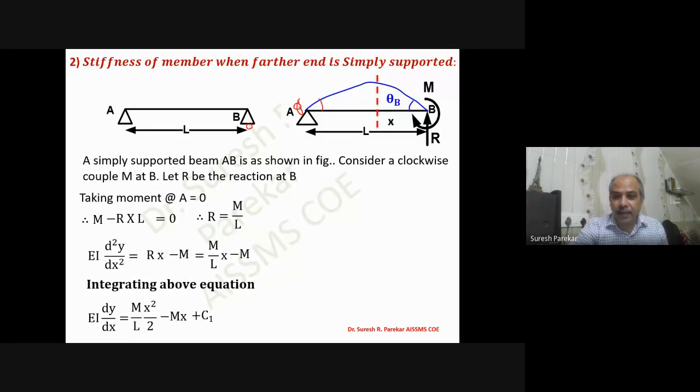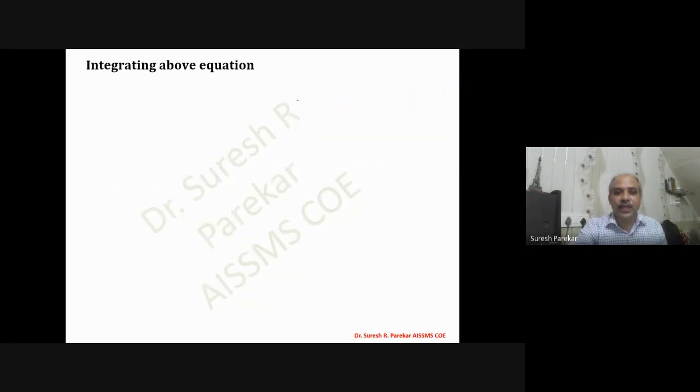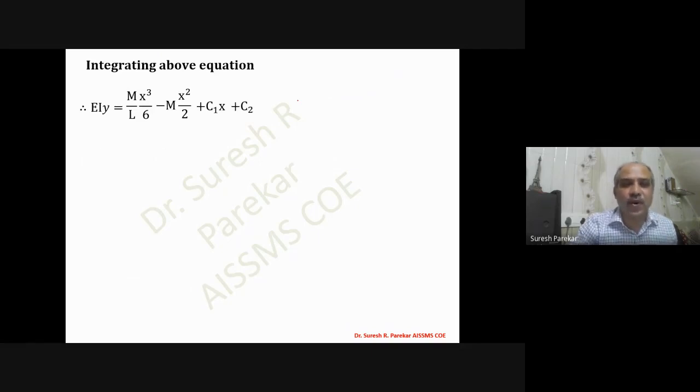Now we do not have any boundary condition for slope, and therefore we will go again to integration of the equation, and that will be EI y equal to M by L x cubed by 6 minus M x squared by 2 plus C1 x plus C2. Now we have two boundary conditions for y, that is deflection, vertical displacement. One is at x equal to 0, y equal to 0, and another at x equal to L, y equal to 0.